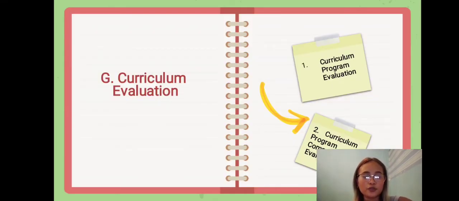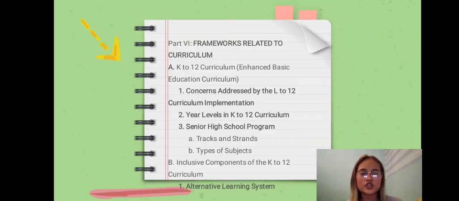We have here the curriculum program evaluation and the curriculum program component evaluation. For curriculum program evaluation, the overall aspects of the curriculum or the curriculum itself are evaluated. The second, a component or several components of the curriculum are evaluated. The components to be evaluated can be achieved learning outcomes, curriculum process, and instructional material. So for the Part 6 of the teacher and the curriculum, we have here the frameworks related to curriculum. K-12 curriculum or enhanced basic education curriculum.